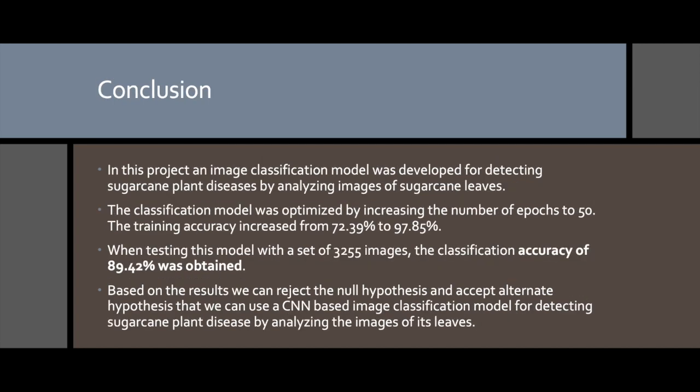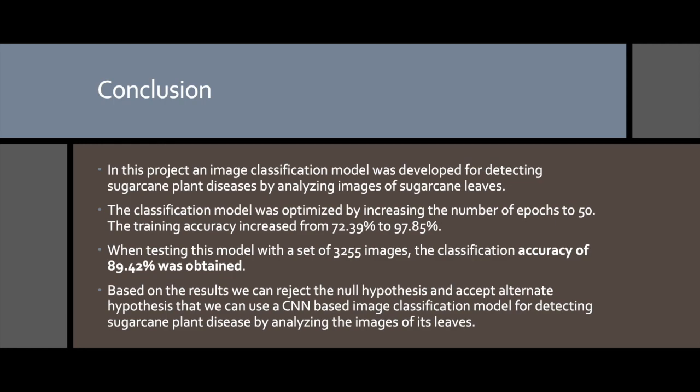Conclusion. In this project, an image classification model was developed for detecting sugarcane plant disease. By analyzing images of sugarcane leaves, the classification model was optimized by increasing the number of epochs to 50. The training accuracy increased from 72.39% to 97.85%. When testing this model with a set of 3255 images, the classification accuracy of 89.42% was obtained.